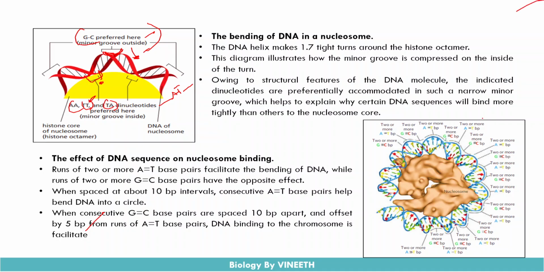So if we consider this a 1.76 turn, and this is the entry site and this is the exit site, you could observe that for every 10 base pair repeat, we have two or more adenine-thymine base pairs. Wherever you look at these adenine thymine sequences, they are quite attached to the nucleosome core. See here, and here. These areas are quite rich in adenine and thymine sequences, and here also they bind with the nucleosome core.